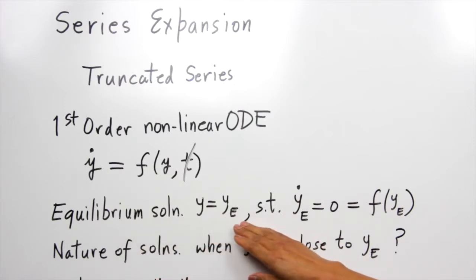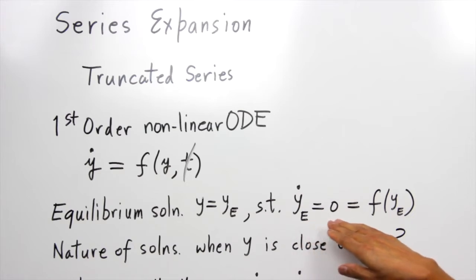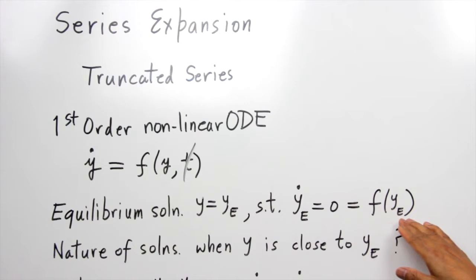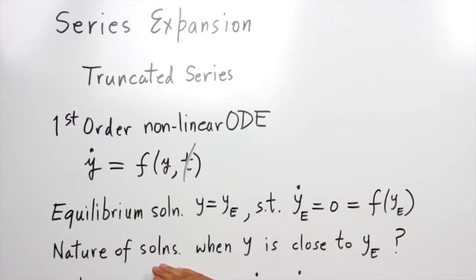Equilibrium solution, remember, y equals ye is an equilibrium solution if the rate of change of the solution vanishes, meaning it has reached equilibrium, it does not want to change the value of the solution anymore, and therefore substituting this in the differential equation gives us this relation that f evaluated at the equilibrium solution must be equal to 0. And so one important question that we want to understand is the nature of the solution when y is close to this equilibrium solution.